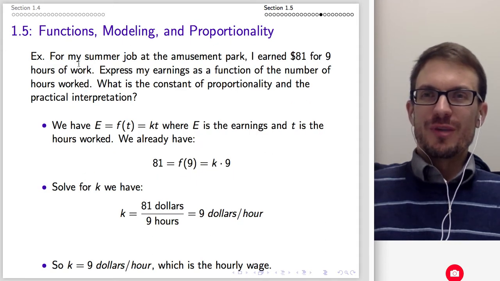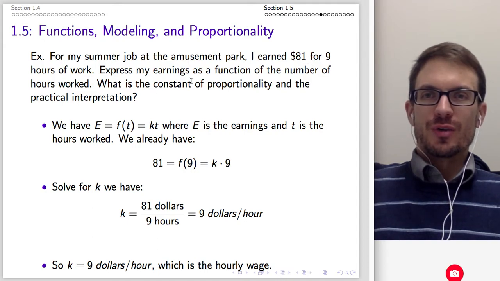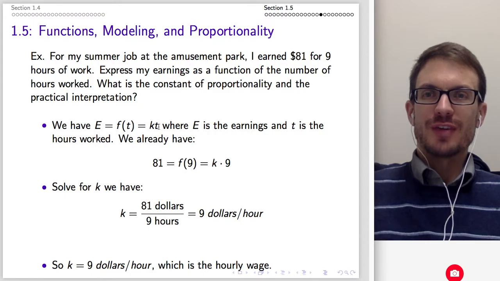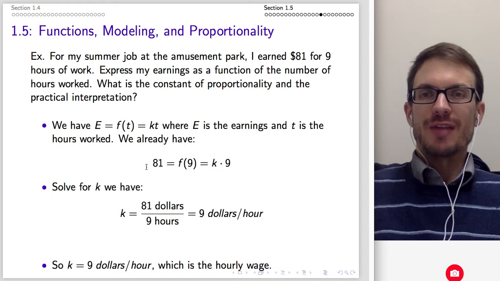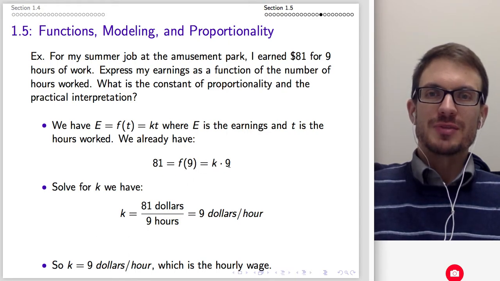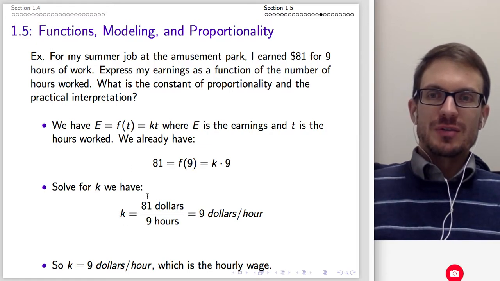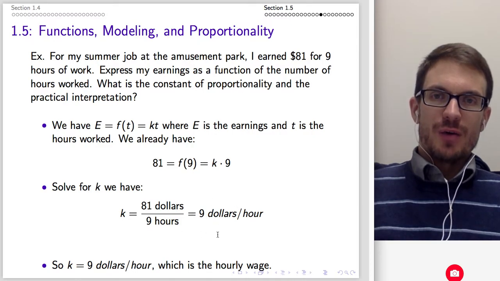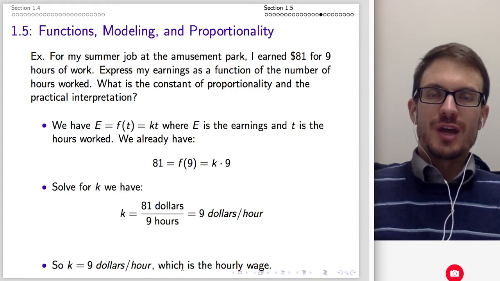All right, so for my summer job at the amusement park, I earned $81 for 9 hours of work. So we have earnings E equal to f of t equals k times t. E is the earnings, t is the hours worked. We already have 81 equals f of 9, which equals k times 9. Solving for the constant of proportionality, we have k is equal to $81 divided by 9 hours, or $9 per hour is the rate. So k equals $9 per hour, that's the hourly wage.